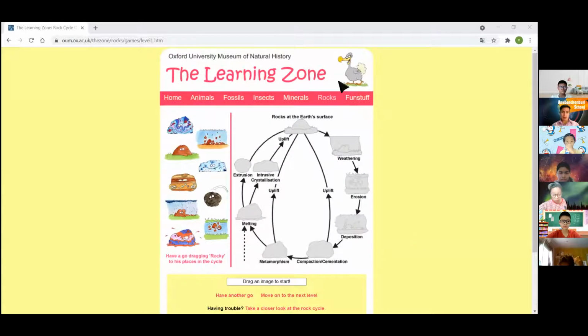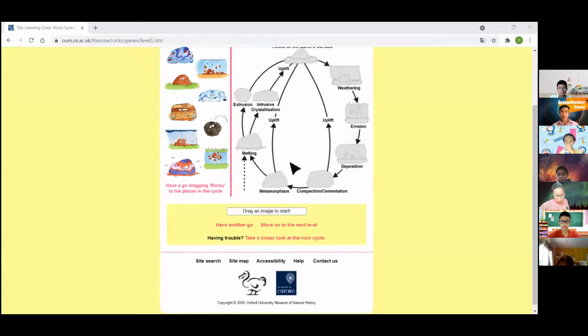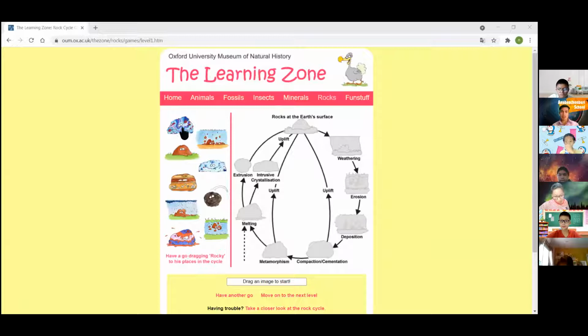Now I want you to play level one, Jirayu. There are pictures that you can see on the left, and put them on the corresponding words on the other side. Okay, go Jirayu. Other students, you can do it on your own as well. I sent you the link. Let's start here on top, the one on top.